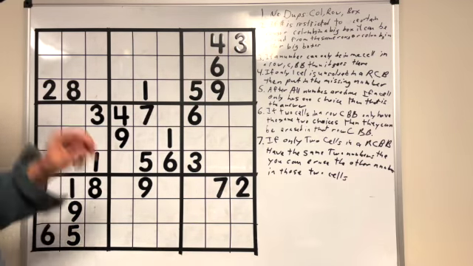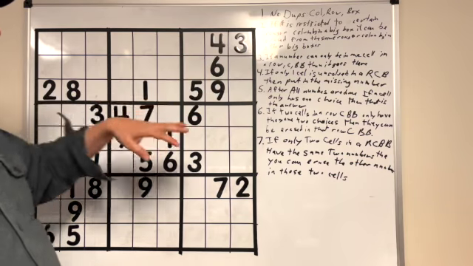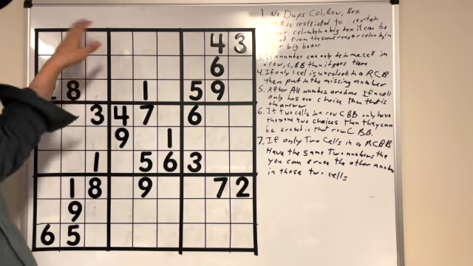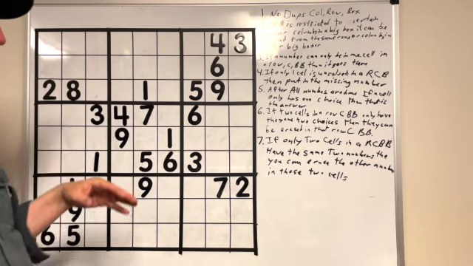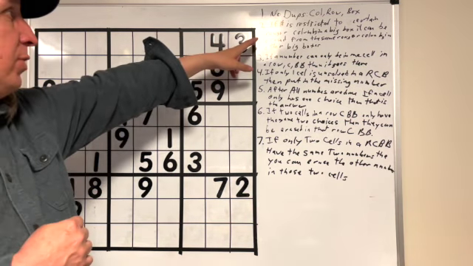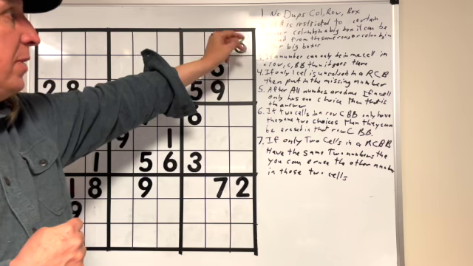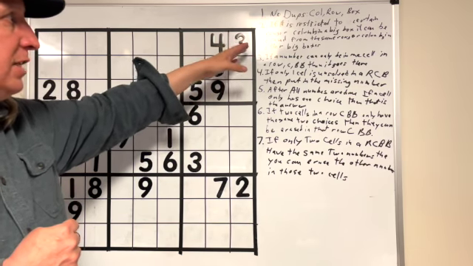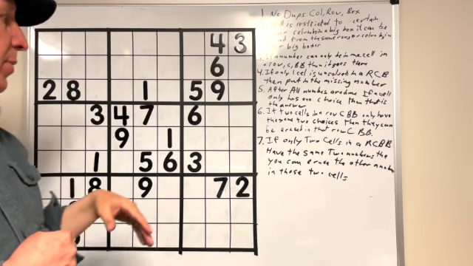So, of course, rule number 1 is no dupes in columns, rows, or big boxes. It's just 1 through 9 over and over again. Number 2, if a number is restricted to a certain row or column in a big box, it can be erased from the same rows or columns in the other big boxes.